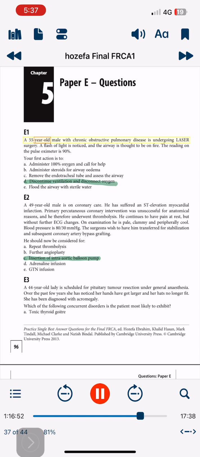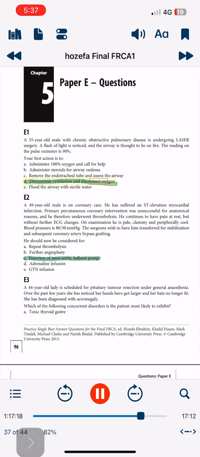E1. A 55-year-old male with chronic obstructive pulmonary disease is undergoing laser surgery. A flash of light is noticed, and the airway is thought to be on fire. The reading on the pulse oximeter is 90%. Your first action is to: E.